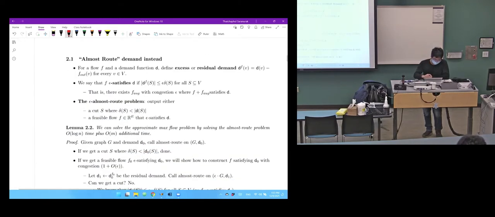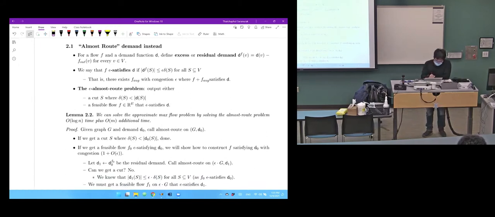Okay. So first step, we just say that instead of finding the flow that satisfies the demand exactly, you just want to find some feasible flow that just epsilon satisfy the demand. And by that, I mean the residual demand is small. How small? It means that the total residual demand on every set S is small compared to the cut size. That's the problem. And how to solve this?